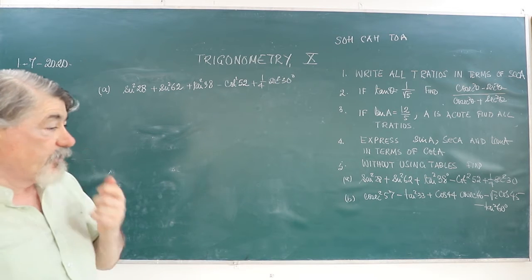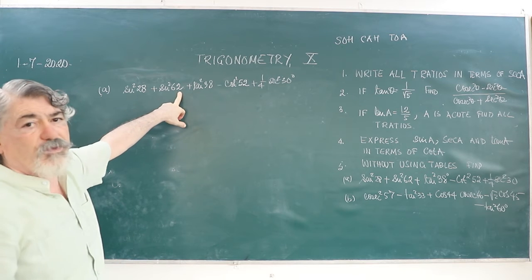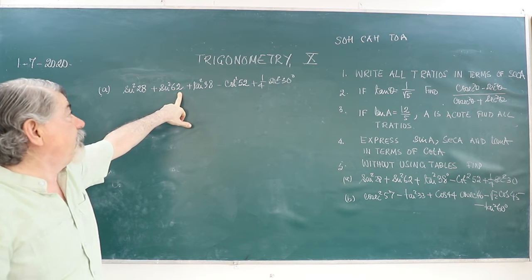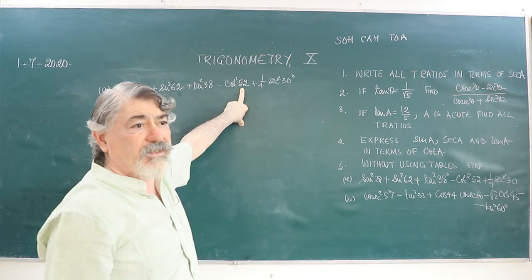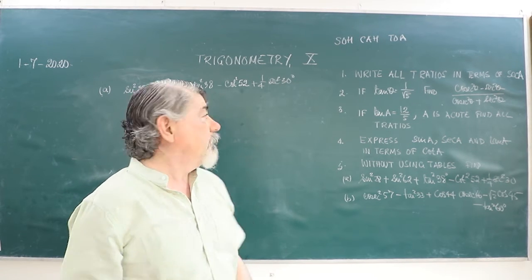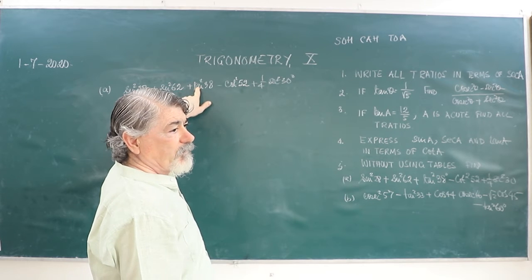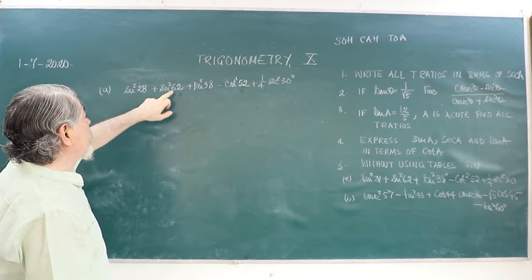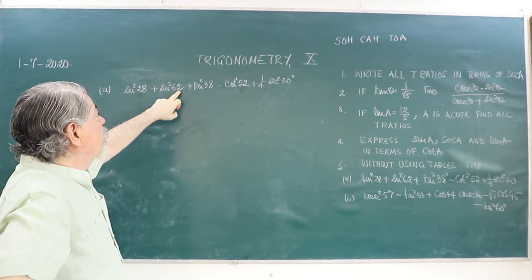1 upon 4 sec square 30. Now you see 28 and 62, if you add, they will become 90. Here 38 plus 52 will become 90. So there is a complementary angle relation. These are complementary of each other. Either you can say 38 is complement of 52 or 52 is complement of 38. 62 is complement of 28 or 28 is complement of 62.